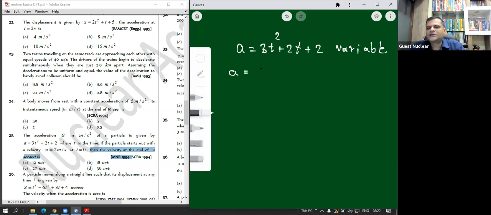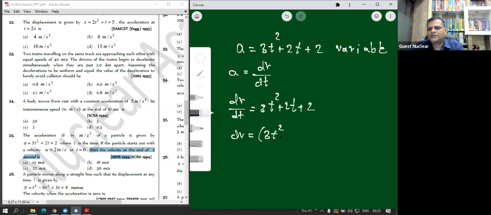तो acceleration का definition क्या होता है, हमको पता है, it is dv by dt, correct है, dv by dt. If we replace this value of acceleration here, then dv by dt is going to be 3t square plus 2t plus 2, correct है. And then we can just transfer this dt to the other side so as to get dv is equal to 3t square plus 2t plus 2, correct है. And then into dt, okay, and then we have to integrate this equation actually.